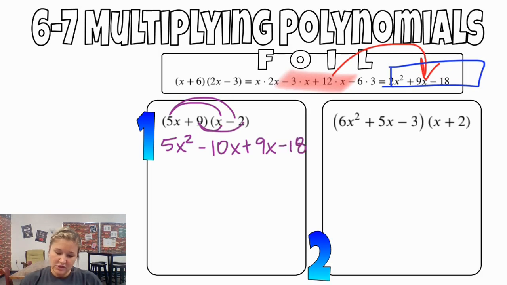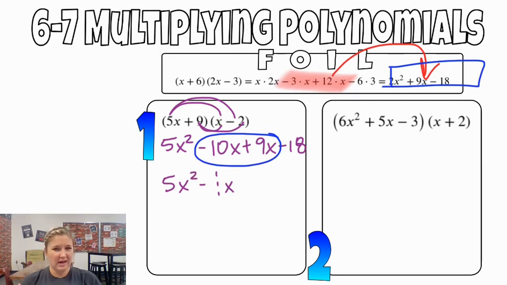Here are my like terms right here. They can get together. They have the same variable to the same power. So they both have x, and they both have a 1 there. Therefore, I'm left with 5x squared minus 1x, or just x. I drew that as a ghost 1 is what I like to call it, because it's there, but you don't always necessarily see it. And then you have minus 18 last. So that would be your product there with those two binomials.